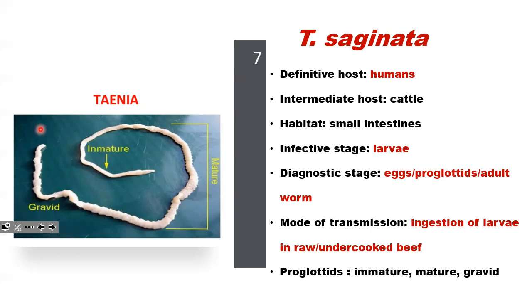Okay? Now the diagnostic stages could be the eggs, the proglottid, or the adult worm. And like I said, we're going to discuss that. In terms of transmission, we already know ingestion of the larva in raw or undercooked fish. And we already know the different types of proglottids that we can have. And we can explain what these terms mean, right?